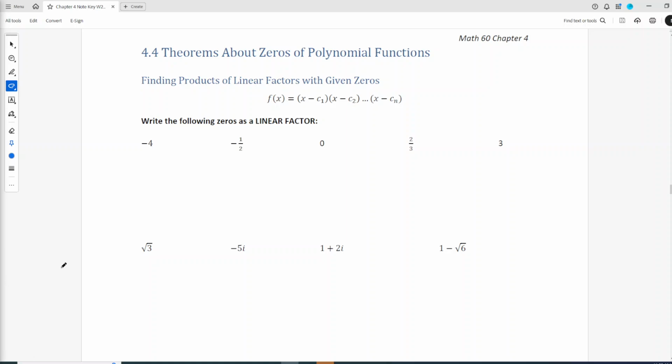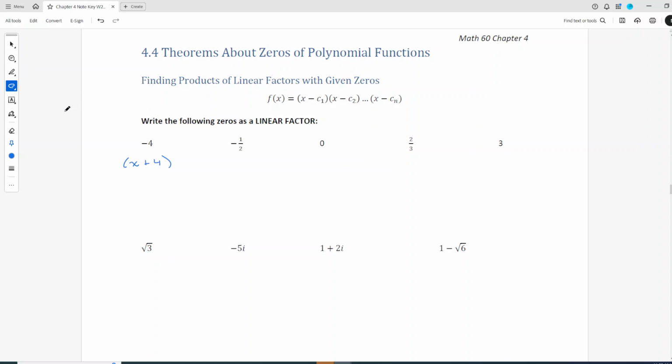The next thing we're going to do is find products of linear factors with given zeros. We have done this a little bit. In the previous lesson, when we had a zero of -4, we wrote that as a linear factor x plus 4. That skill's going to stay, but we are going to make the zeros a little more complicated and talk about what the factors would look like.